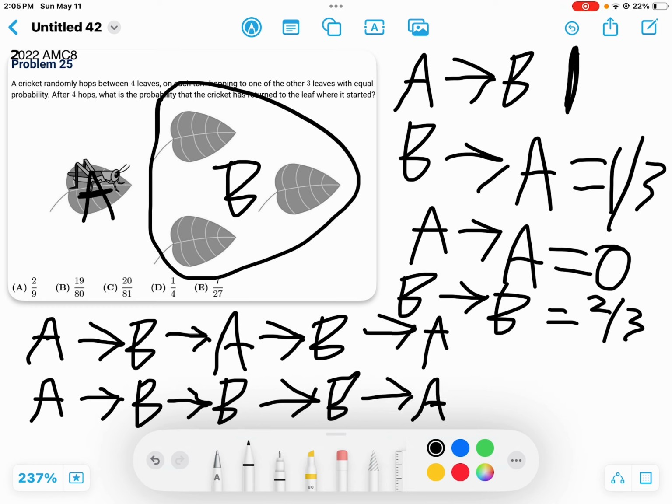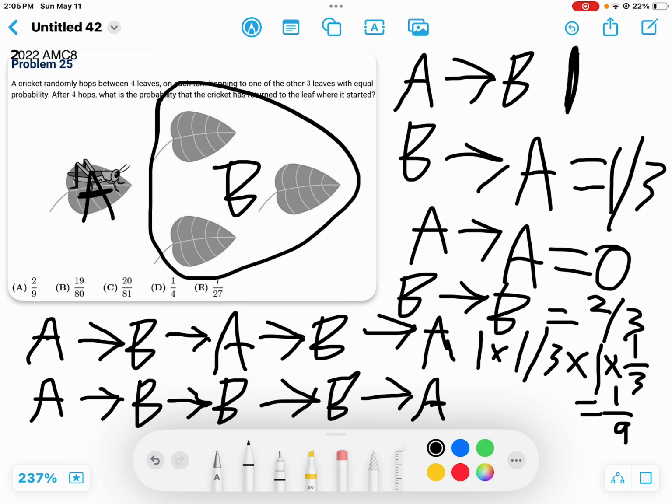Now we calculate each of the probabilities here. A to B is equal to a probability of 1. B to A has a probability of 1/3. A back to B has a probability of 1. And B back to A has a probability of 1/3. This is a probability of 1/9.